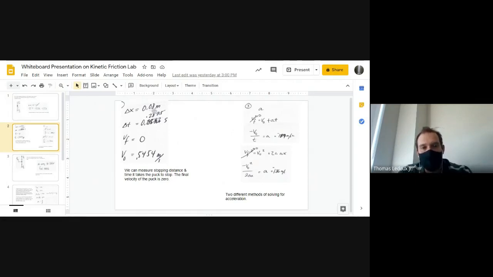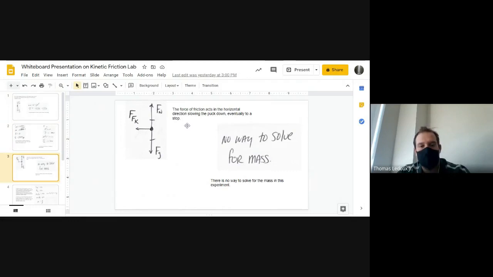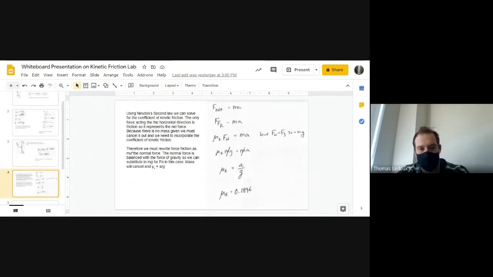So there are some errors that we can talk about using a web-based browser. We can still talk about sources of error, even though we're not actually physically doing the experiment. I continue, we go through the other drawings, what they couldn't solve for using the lab, and then we have the conclusion here. So they actually solve for mu.